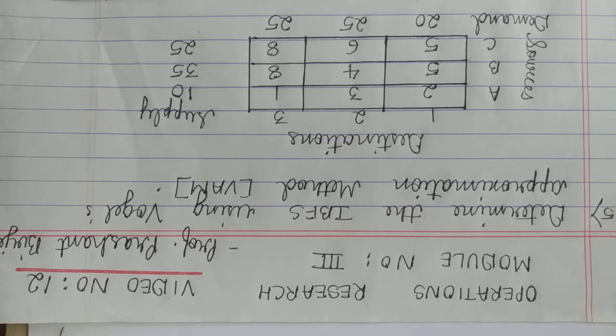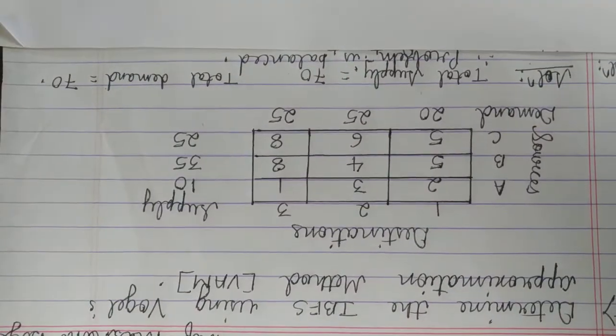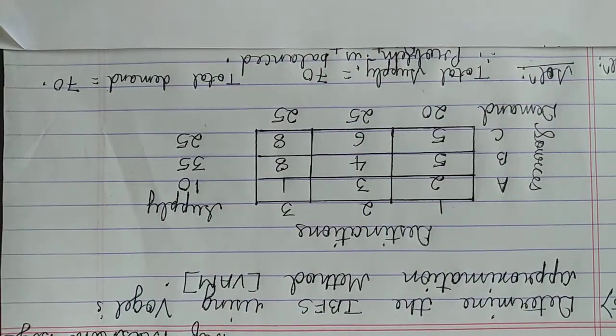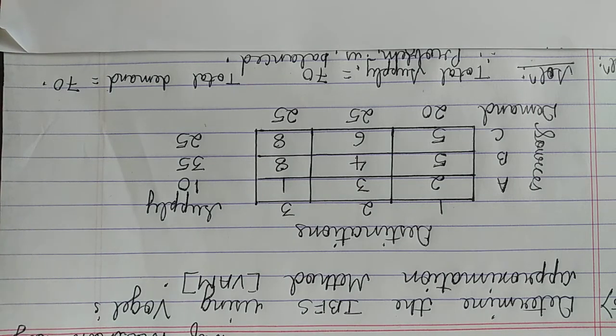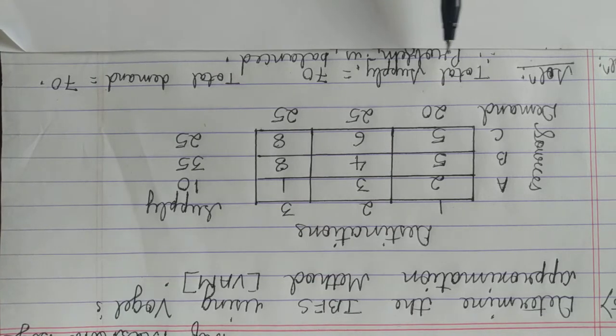In this case, we'll see what the total supply is. Here the total supply is 70 and the total demand is also 70. I do not have much space, and I had forgotten to write it, so I have written it in one line itself. Total supply equals 70, total demand equals 70. Hence they are equal, and therefore the problem is balanced. Now we'll start solving it. Copy the problem as it is.